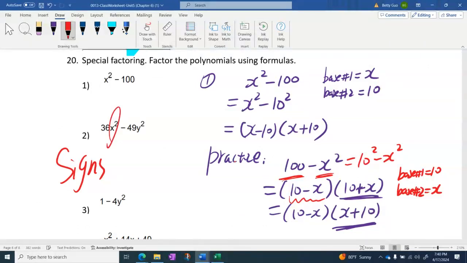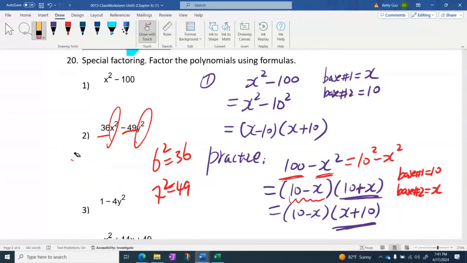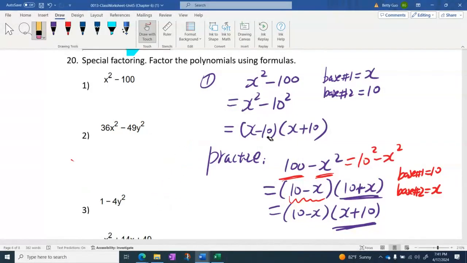I see x squared, y squared, and I see 36. 36 is 6 squared. And I see 49. 49 is 7 squared. So those are good signs that this might be, or probably is, a difference of two squares, right? So let's dig further. How can we be really sure it is a difference of two squares?